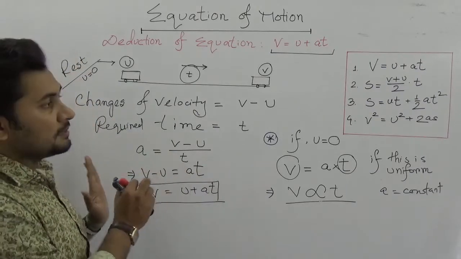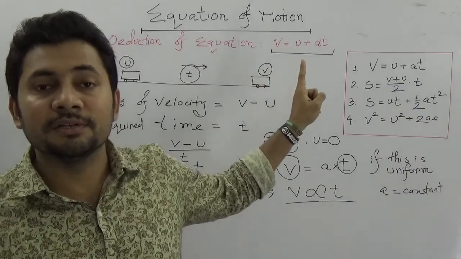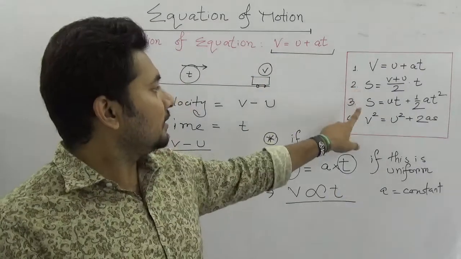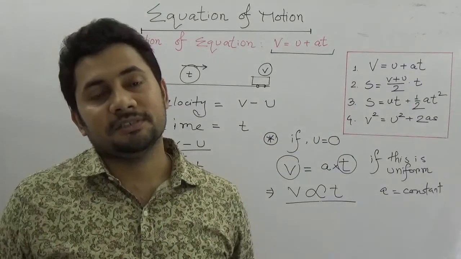So this is a very simple explanation of the deduction process of v is equal to u plus at, and I'll be explaining the third and fourth equations in the next class, how they come and what the deduction process is.